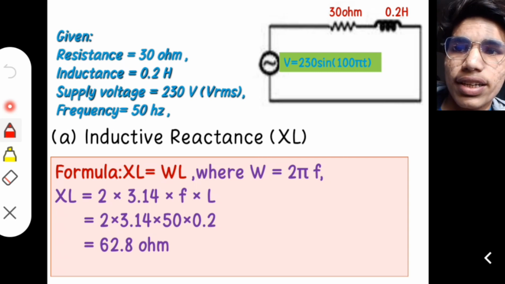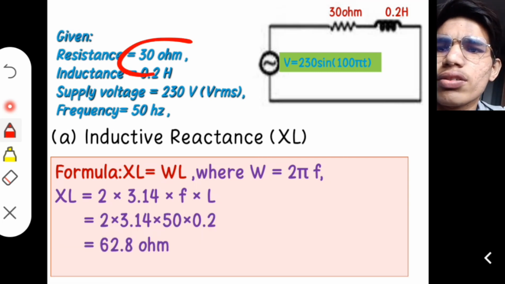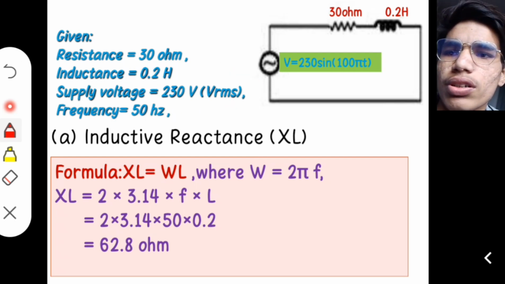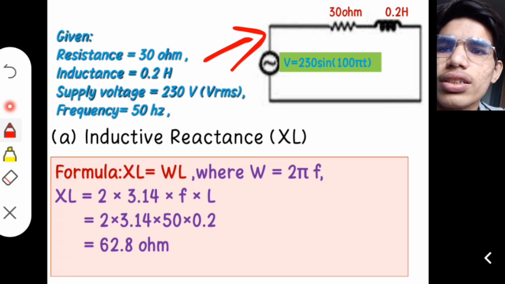First of all, write the given data from the question. In the given data, the resistance is 30 ohm, inductance is 0.2 Henry, and the applied voltage is Vrms equal to 230 volt, and the frequency is 50 Hz. And you can see the circuit diagram.